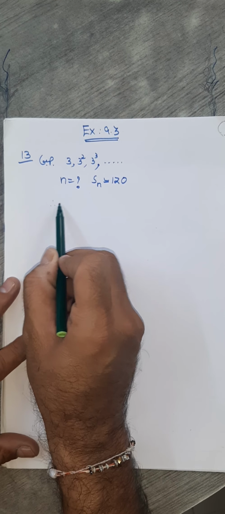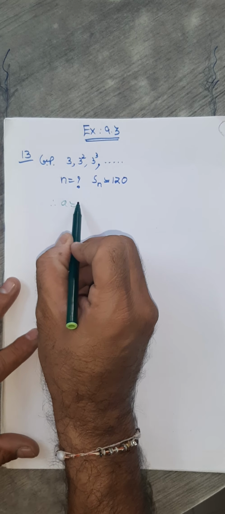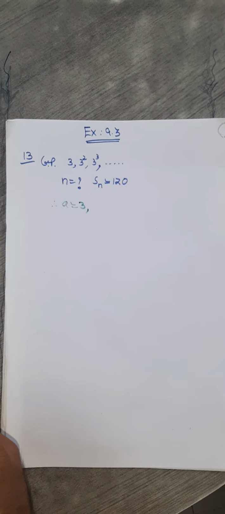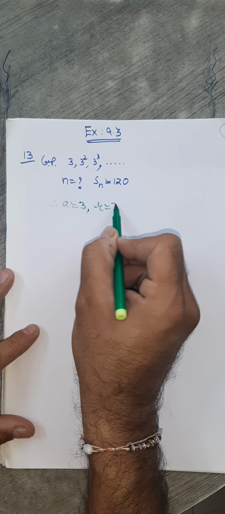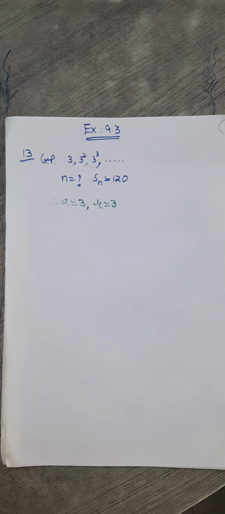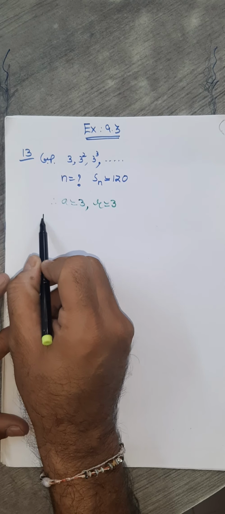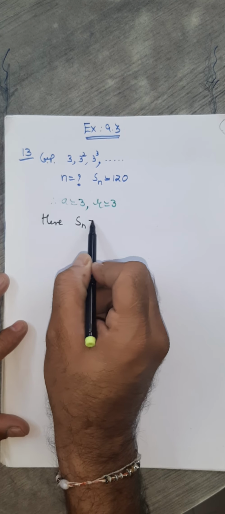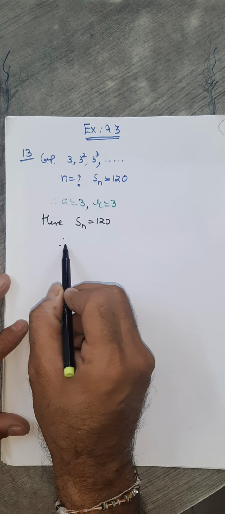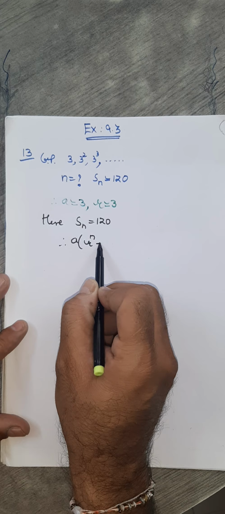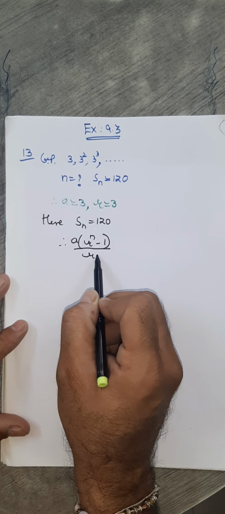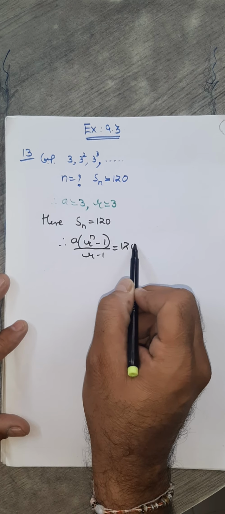Here, what is A? A, you know, is 3. What is the common ratio? The common ratio is also 3 here. Right? Okay. So now we just use the formula for Sn here. Let's write Sn equals 120. What is the formula for this? A into r raised to n minus 1 upon r minus 1 equals 120.